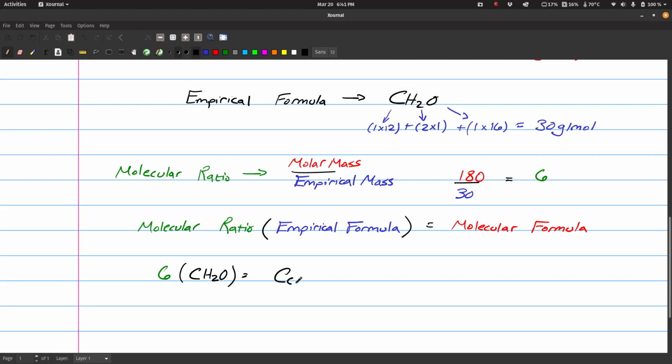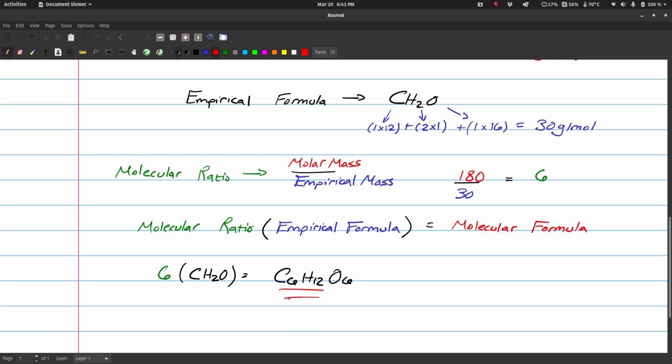That's going to be C6H12O6, which is the molecular formula. So that would be your answer. So if you need a second to copy this, just take a second, pause the video.